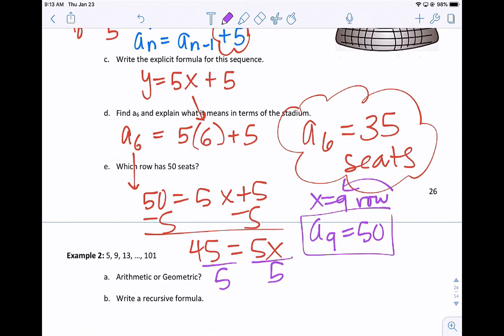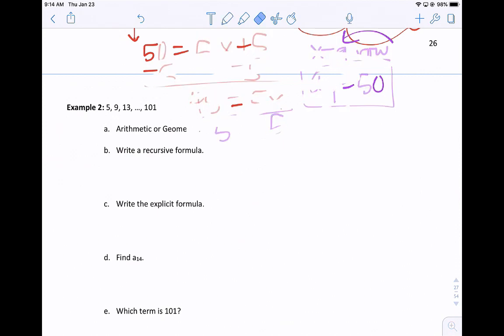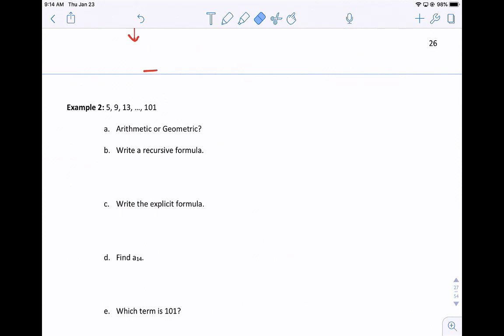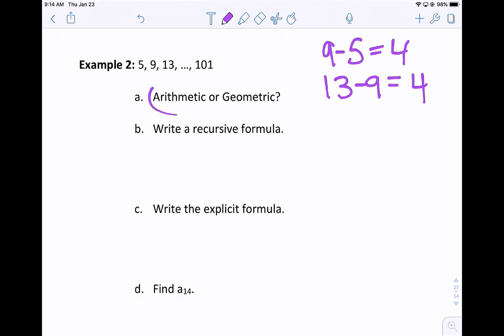Okay, so now let's take a look at a different type of sequence. I'm going to erase this right here. Okay, so different sequence. Is it arithmetic or geometric? Again, you can take any term and subtract the one before it. So 9 minus 5, we get 4. 13 minus 9, we get 4. All right, so this appears to be arithmetic.